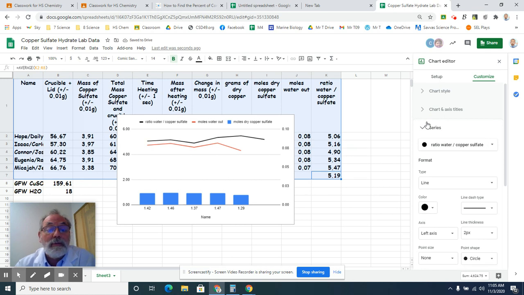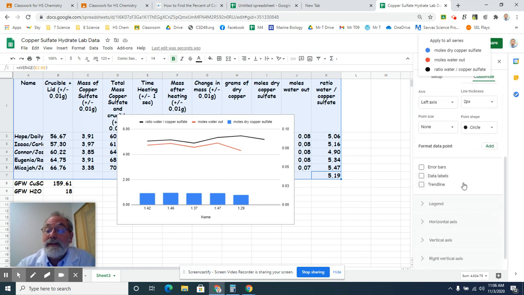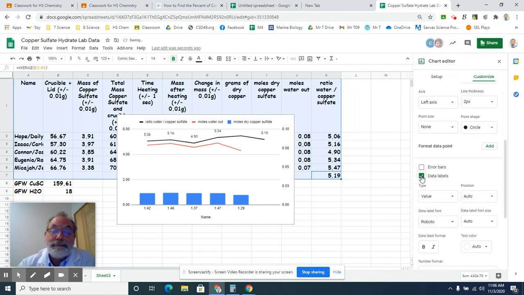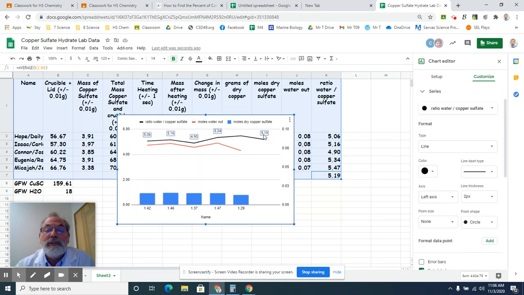Now the next thing you're going to want to do is start adding data points. Now, the one I want the data points on is on the ratio. That's the one that's significant. So let's go down here and select data points. Now, of those data points, the one that is the most significant is the average. So you can click on it.